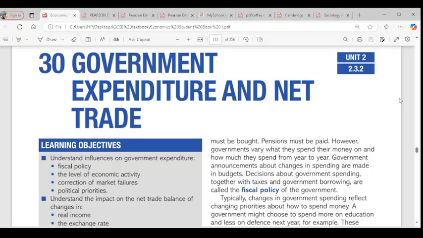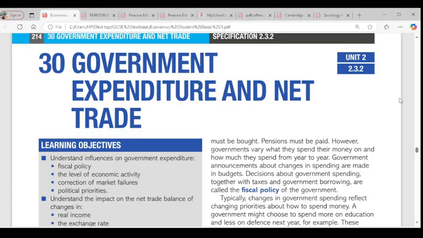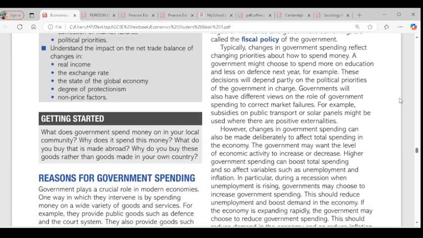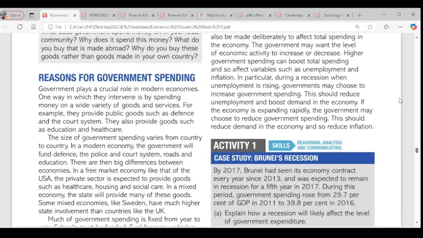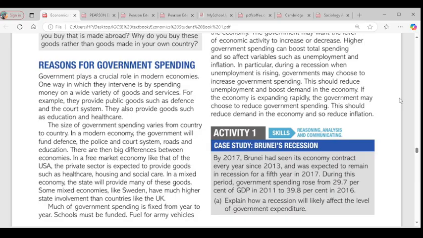Go to economics, chapter 30, government expenditure and net trade. When we talk about government expenditure, it simply means government spending. Government is spending on certain goods or services. It could be done because government wants to intervene within the economy. So I'm going to read it anyway.